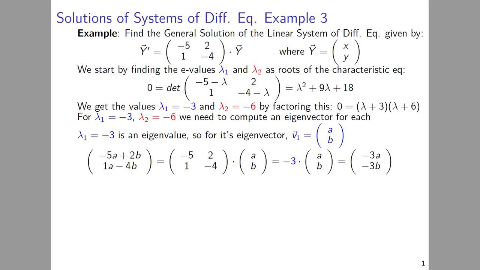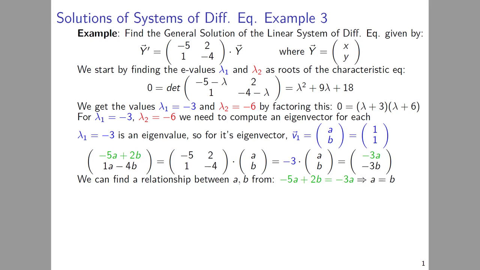and 1 times a minus 4b down bottom. We need these two vectors to be equal, so we need -5a + 2b to be equal to -3a. This gives the relationship between a and b that -5a + 2b is equal to -3a. And by adding 5a to both sides, we have 2b = 2a, or a = b. So we can pick our eigenvector as any vector where a is equal to b. To keep things simple, we'll pick the eigenvector (1, 1).